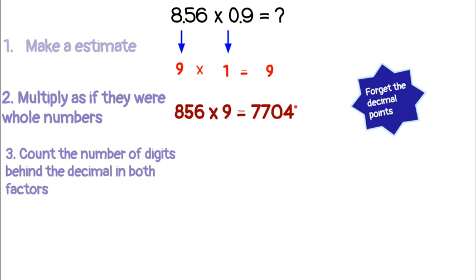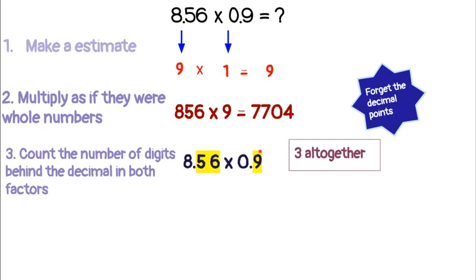Step 3 is to count the number of digits behind the decimal in both factors. So in 8 and 56/100, we have 2 digits behind the decimal, so 5 and 6. And behind the decimal in 9/10, we have 9, which is going to be another plus 1. So we have 3 altogether.